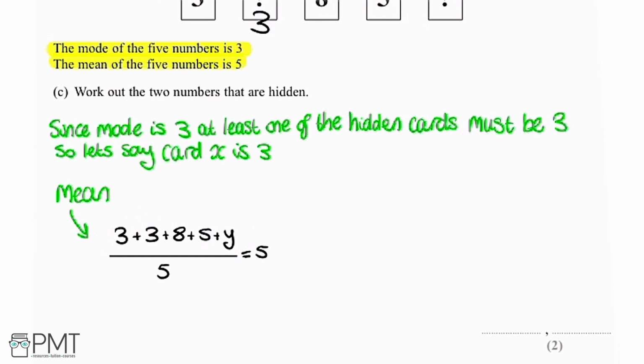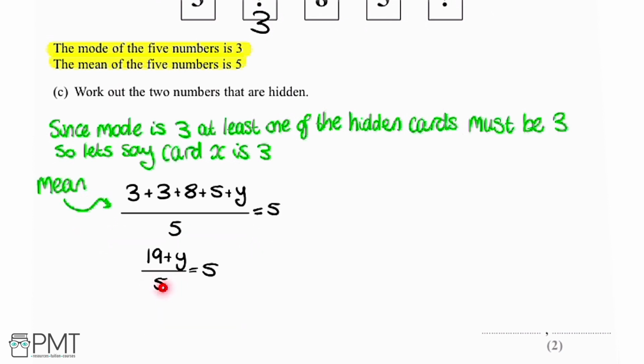So I'm going to make this a little bit neater. If we add up these numbers, 3 plus 3 plus 8 plus 5 is 19. So we can say, okay, that's 19 plus y divided by 5 equals 5. Now I don't like this 5 down here very much. So what we can do is multiply 5 to both sides. So at the top here, I'm going to multiply by 5. And if I do something on this side, I have to do it on this side as well. So multiply it by 5. This 5 and this 5 cancel, leaving me with 19 plus y equals 5 times 5, which is 25.